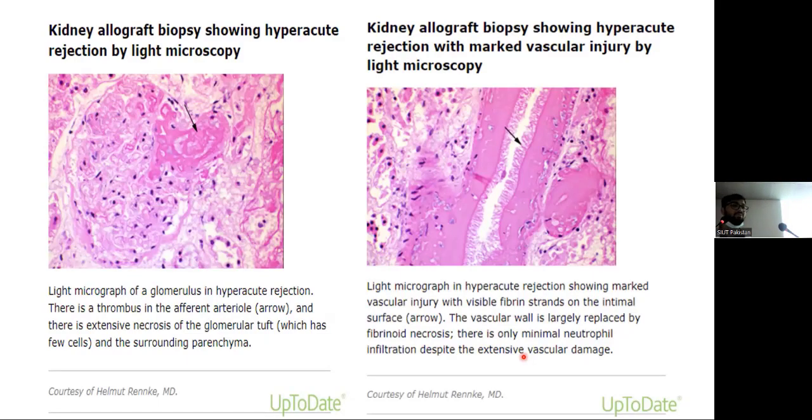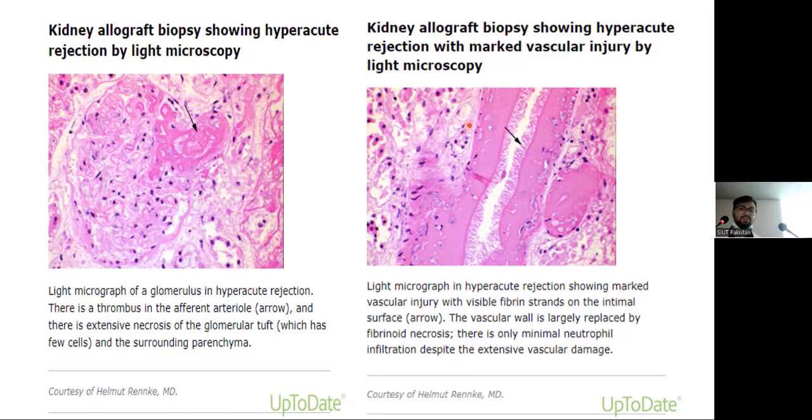Now these are the light microscopic examinations. In the first image we can see this is the efferent arteriole, and there is a thrombus in the efferent arteriole, and extensive necrosis of the graft glomerular tuft. This is the glomerular tuft.